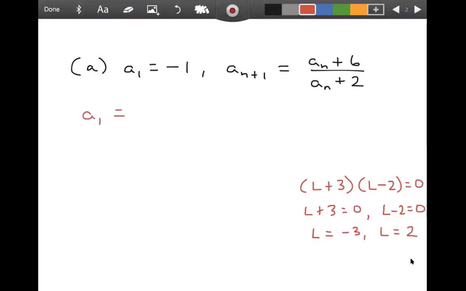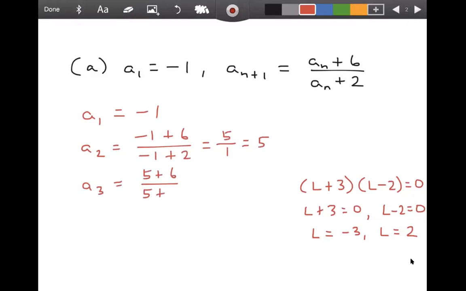A1 is -1. A2 would be (-1 + 6) divided by (-1 + 2), which is 5 over 1, which is 5. The next term would be (5 + 6) over (5 + 2), which is 11 over 7.